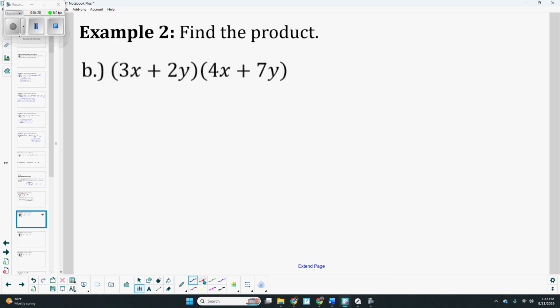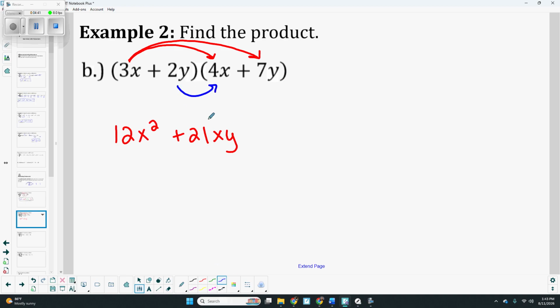Looking at B, I'm going to do 3x times 4x and get 12x squared, right? 3 times 4 is 12. X times x is x squared. 3x times 7y. So 3 times 7 is 21. And x times y is just xy. We can't do anything else with that.